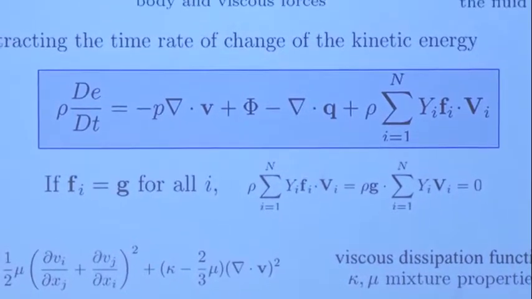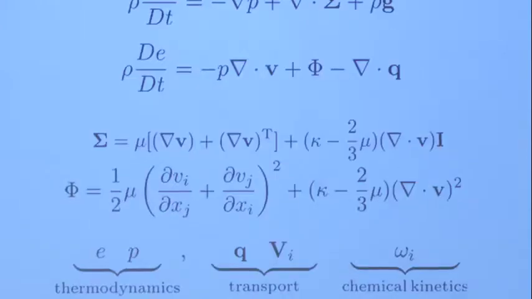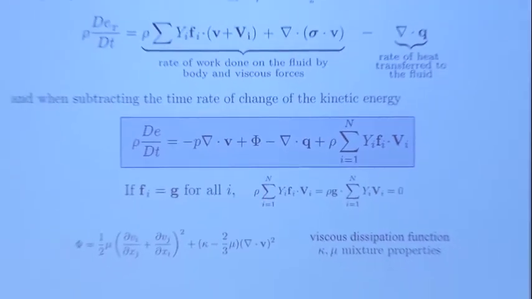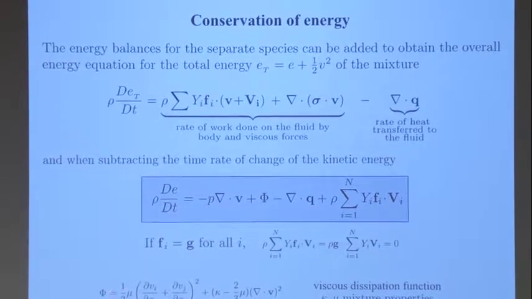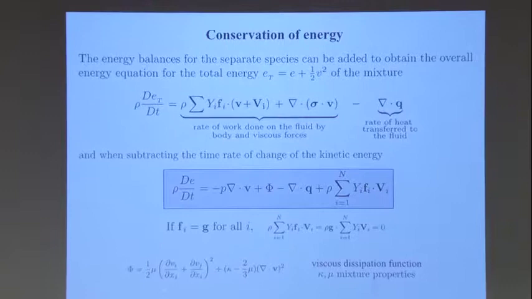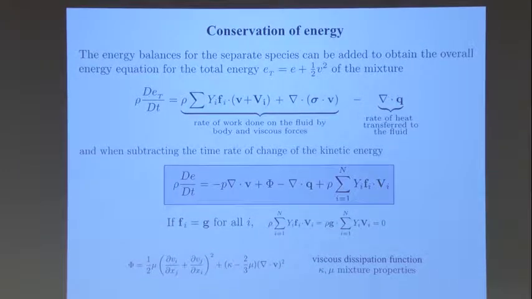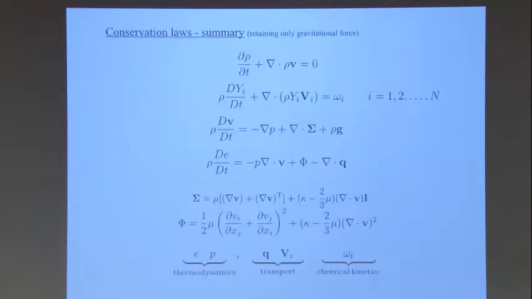And perhaps the last minor comment I should make is that the phi, the dissipation function here, is of the same form as before, but the mu and the kappa here are for the bulk, right? It's the bulk viscosity coefficients or the mixture viscosity coefficients. Okay, so this is the energy equation written in terms of the internal energy. And of course, at some point, I will also rewrite that in terms of the enthalpy.